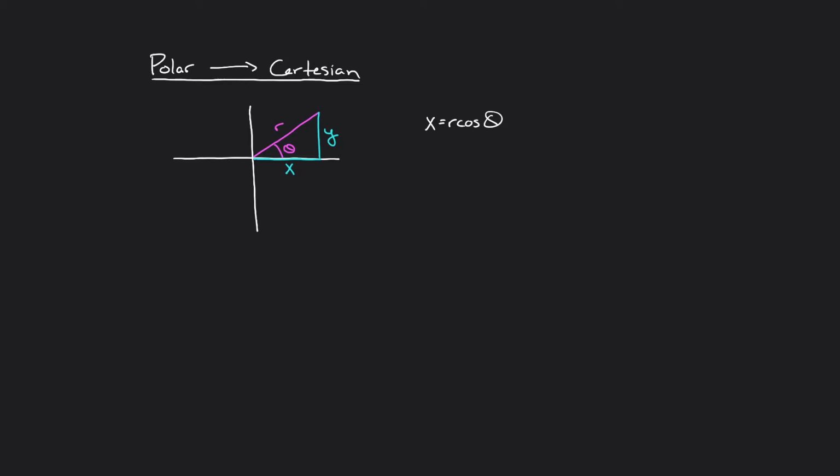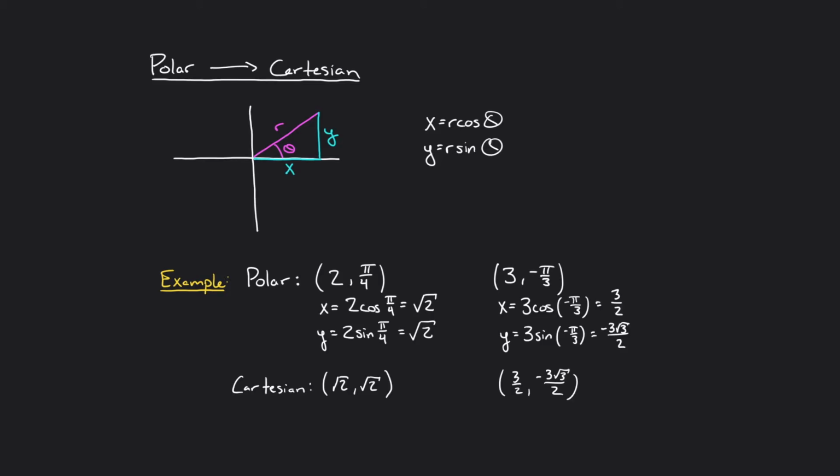If we do the same thing for y, we find that y equals r times sine of theta. Let's go ahead and do a couple quick examples. Say we're given the points (2, pi over 4) and (3, negative pi over 3) in polar coordinates. To write these in Cartesian coordinates, we just plug in the r and theta coordinates into the equations we just found, and we get that these are the points (square root 2, square root 2) and (3 halves, minus 3 square root 3 over 2) in Cartesian coordinates.